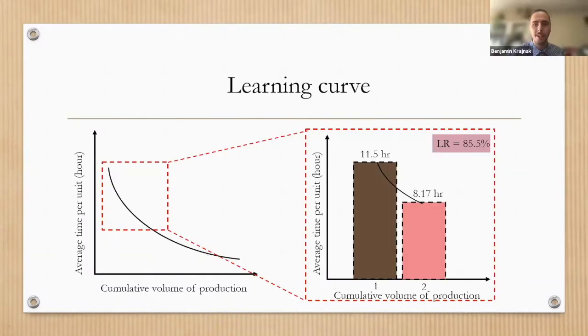This is our learning curve slide where we were keeping track of how long the average time it would cost us to make one unit. And we would compare that throughout the number of units we made, first, second, third, fourth, and fifth units, and how long each one took. As you can see, the first one on average took 11.5 hours, which is a significant length of time, versus just over 8 hours for the second unit.